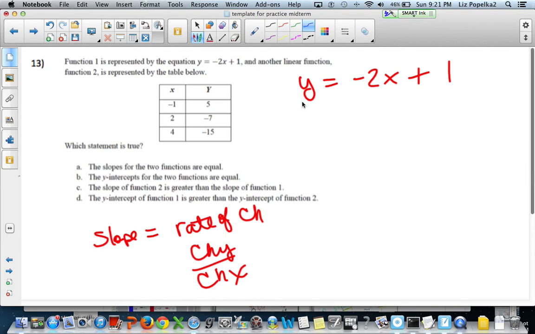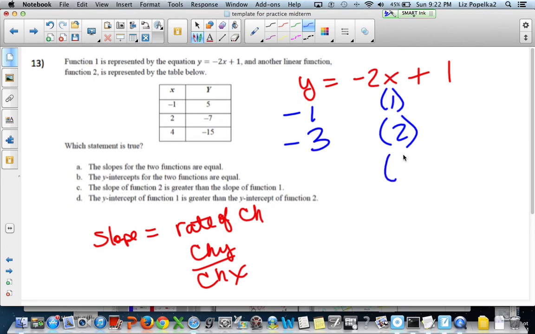So pretend for a second that x is 1. What would that make y? So negative 2, instead of negative 2 times x, do negative 2 times 1. That would be a negative 2. Negative 2 plus 1 means that y would be a negative 1. Let's say that x is a 2. Negative 2 times a positive 2 would be a negative 4. Negative 4 plus 1 would be a negative 3.